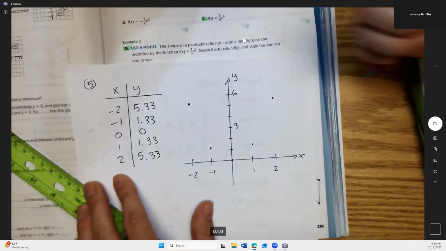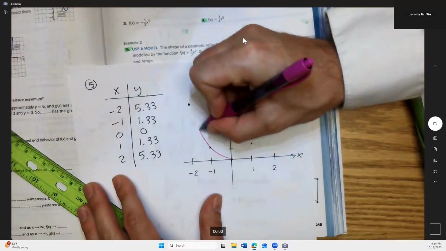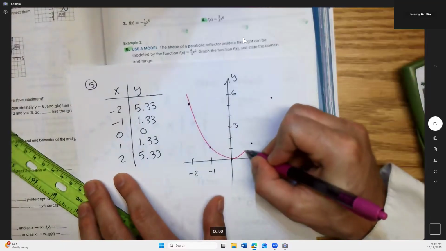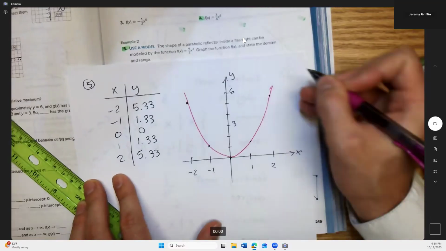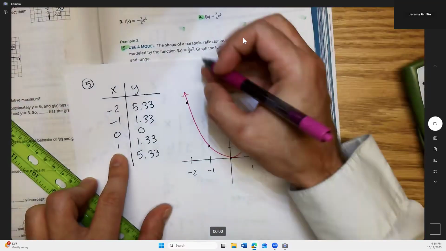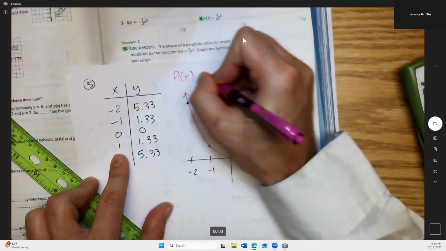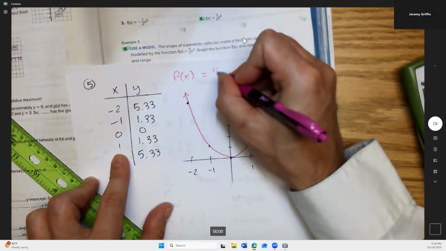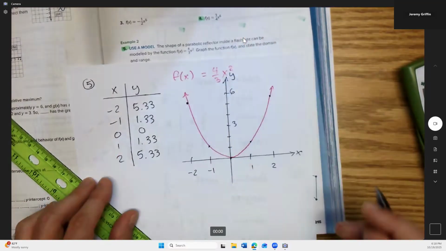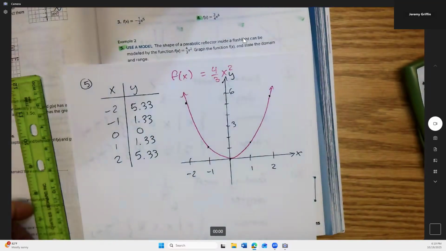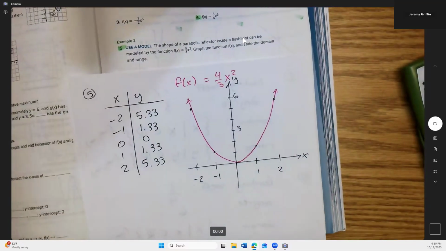I'm getting a parabola out of it. Getting a parabola right there. Look at that, a squashed parabola. That is the function f of x, or y if you like, equals 4/3 x squared. Just like that. Now, domain and range.